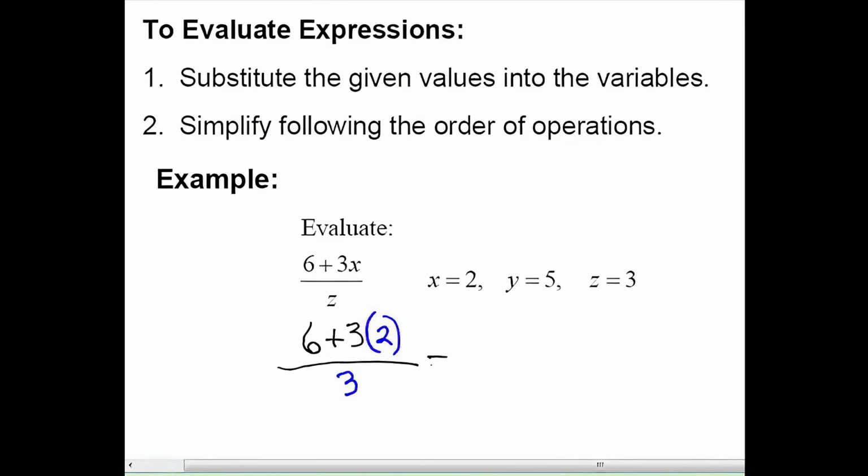So we'll work numerator and denominator separately. On the numerator, we would multiply before we add. So 3 times 2 is 6. So we have 6 plus 6 is 12. Divided by 3 is 4.